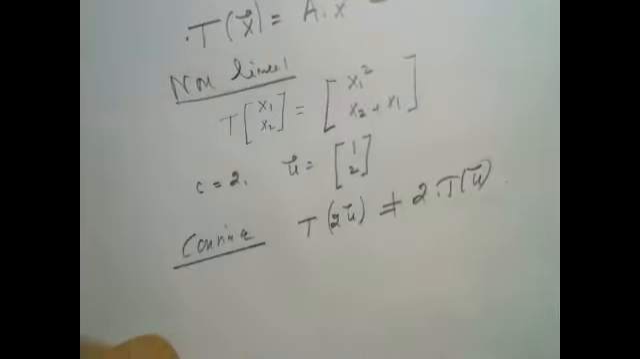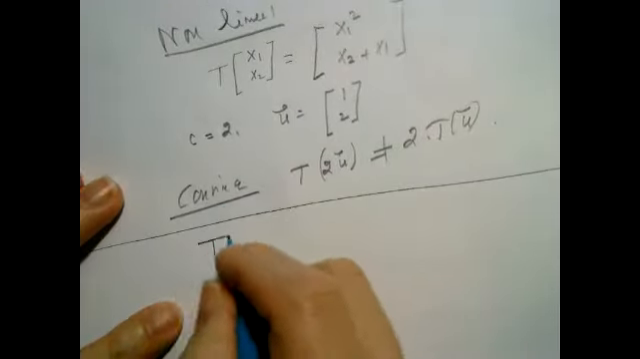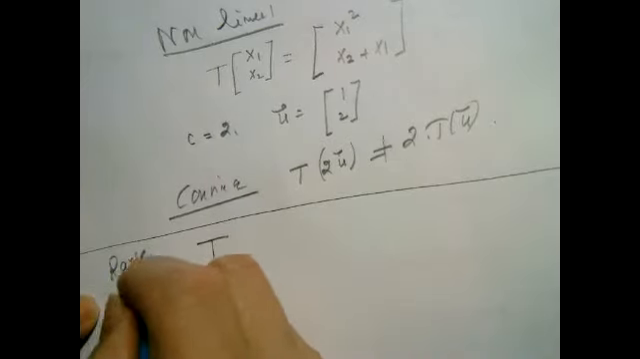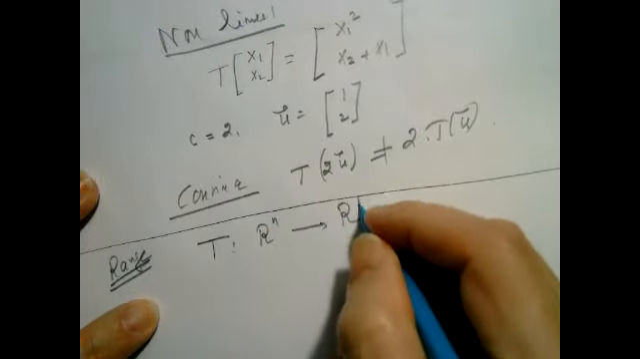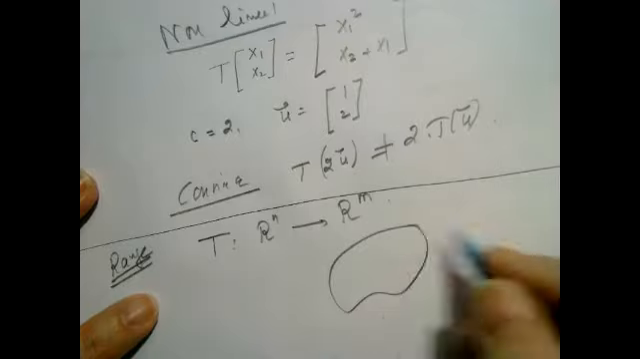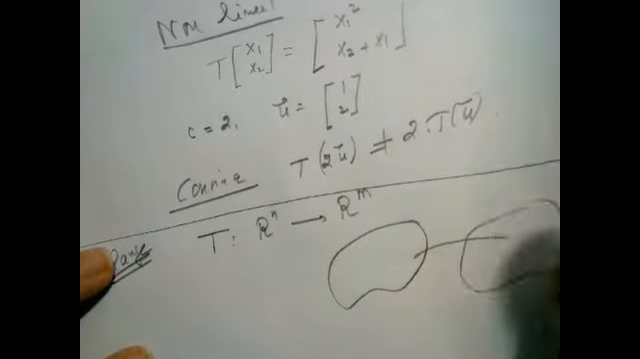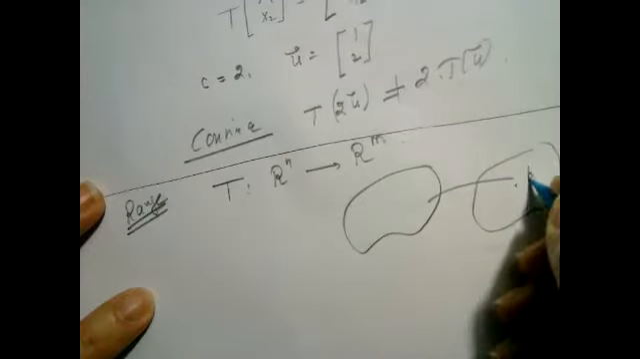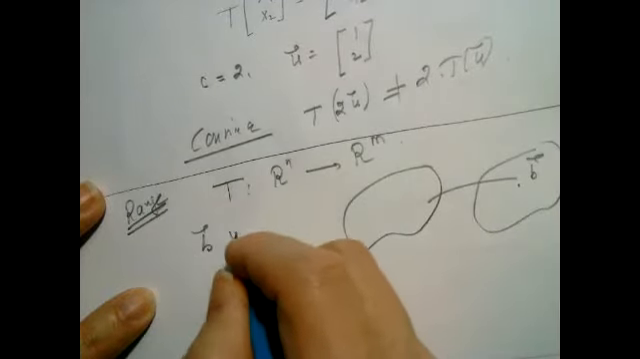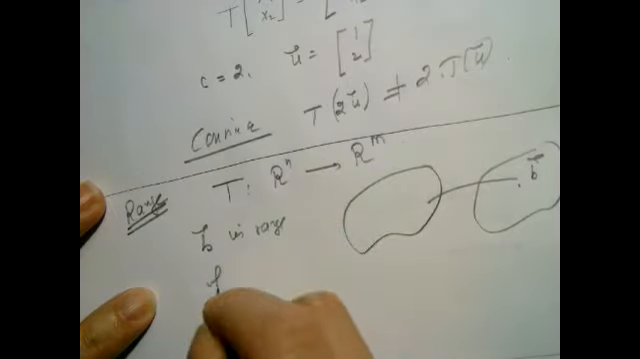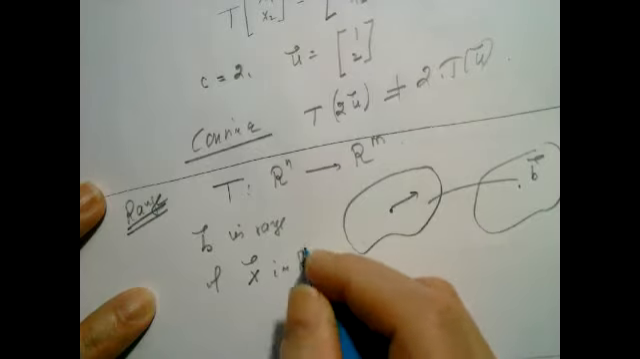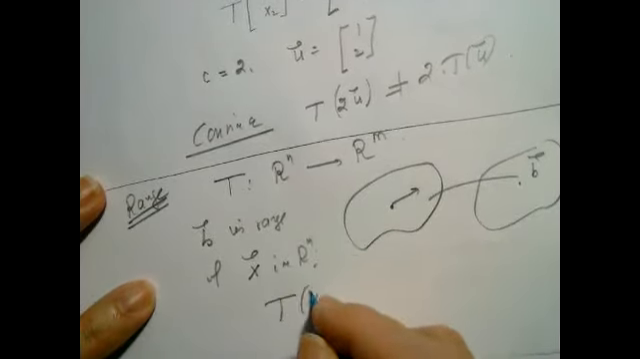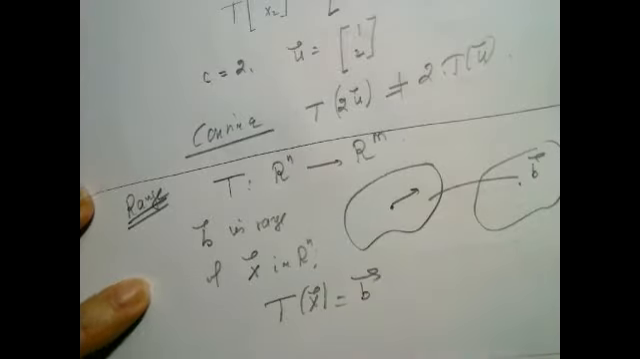Okay. And now, 2 things, the range. The range is the output value. So let's review quickly the word range. The range is an output value. So it means if I have a transformation from here to here, so this is Rn, this is Rm. So a vector B here is in the range if I can find a vector x, an input vector, such that T of x equals B. That's what it means to be in the range.